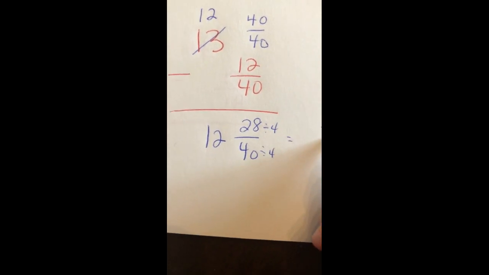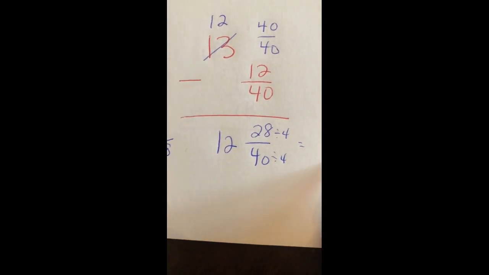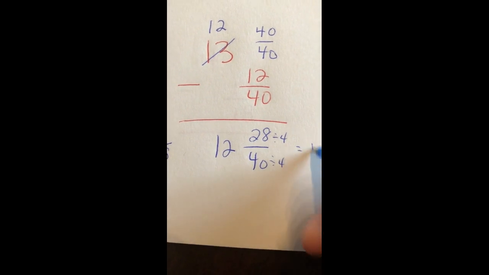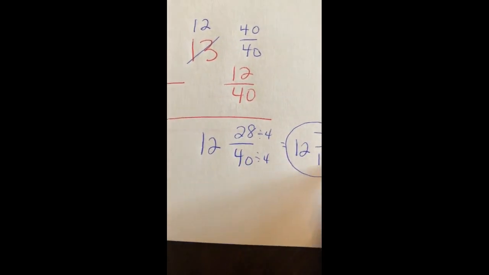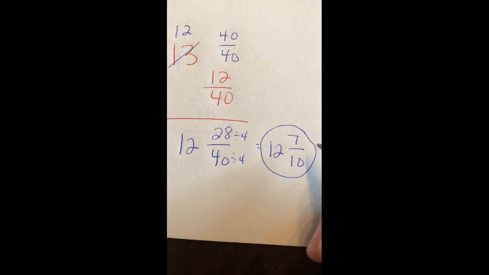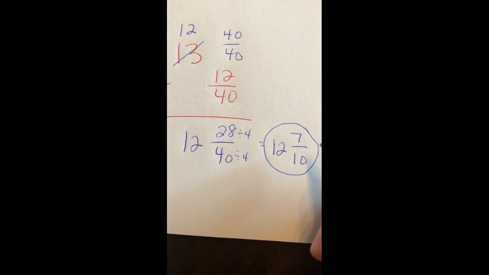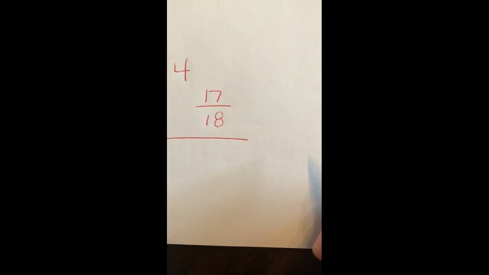28 divided by 4 is 7. 40 divided by 4 is 10. I'm going to bring over my 12. So the answer to number 5 is 12 7/10. And I can't simplify that anymore. Let's move on and try number 7.